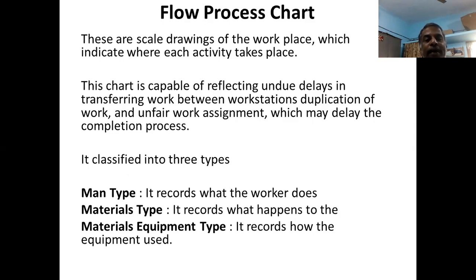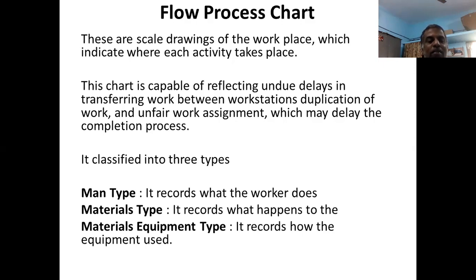These are scale drawings of the workplace which indicate where each activity takes place. It is like a chart on which a diagram is made about how the work is done by the people in the production. Just like when you go to a chemistry lab, how the experiments are done, they make a chart and put it on the wall. A similar type of chart is the flow process chart. It is of three types.